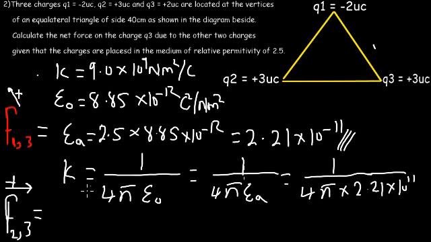And I'm going to type that into my calculator as well and see what it turns out to. And that is indeed equal to 3.6 times 10 to the power of 9. So this is the value of k I'm going to use for this problem.